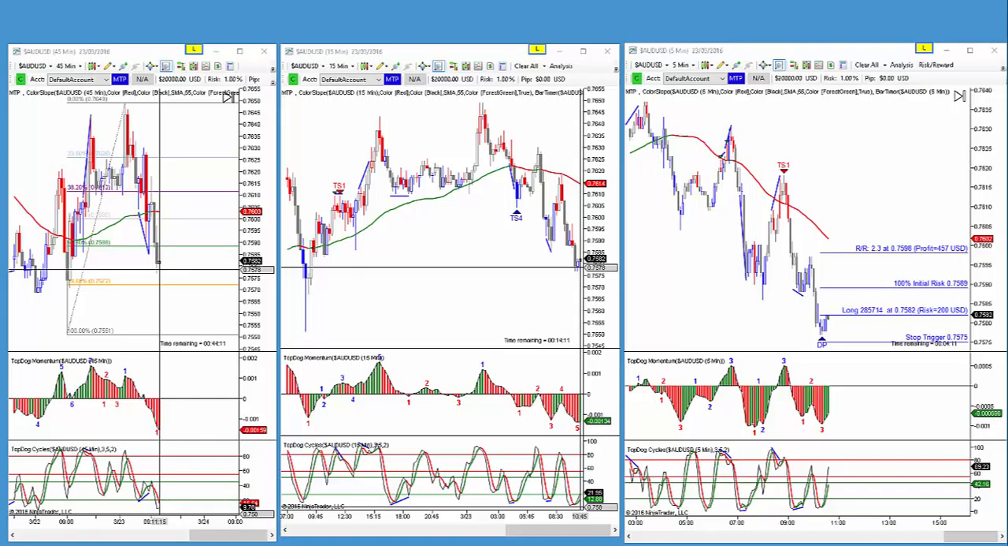So mom is now ticked up on the 15-minute chart as well. It's green, got a KD cross on there as well. We're filled in the trade. See what happens.